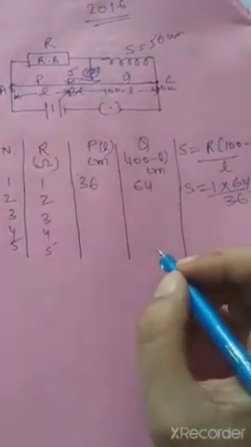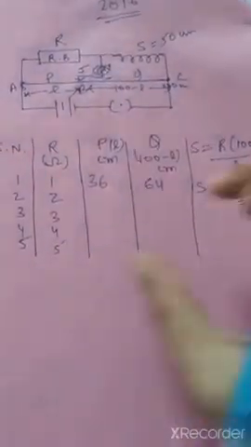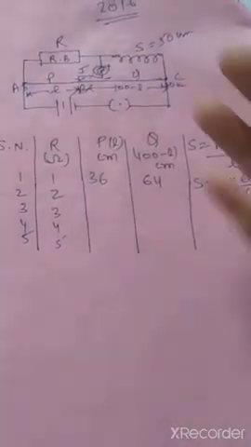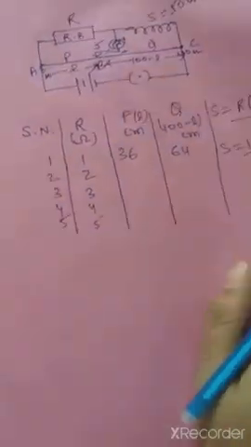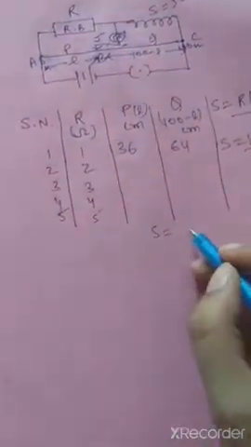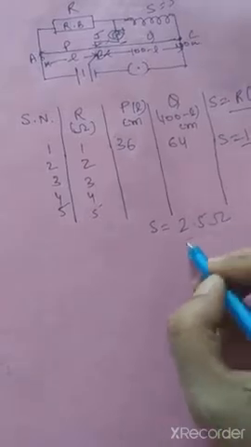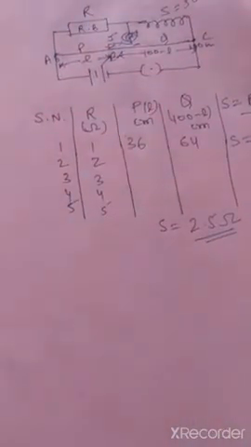Take the average of S. That means the average of S will become the sum of 5 values divided by 5. Clear? So that will give you the average value of S. So suppose you have got the S value as 2.5 ohm. Clear? Now you have to find the resistivity.